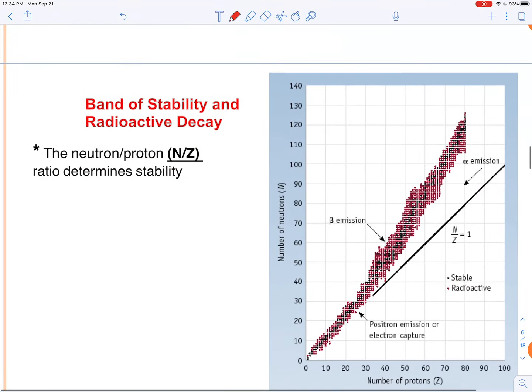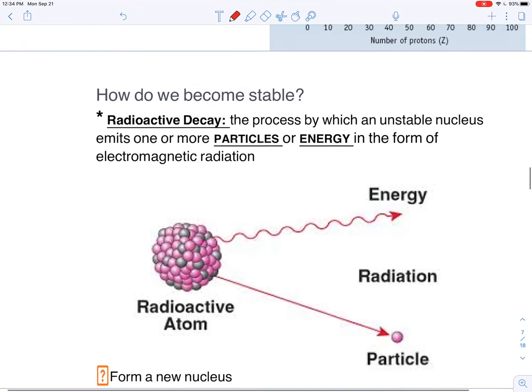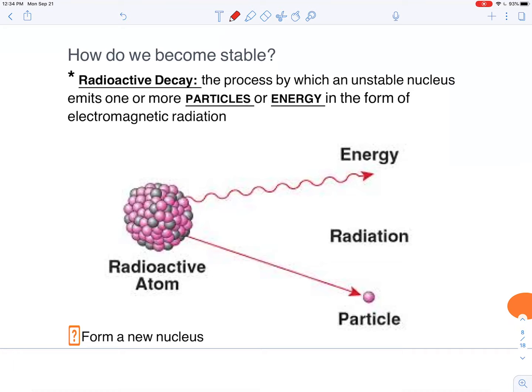Okay, so this is what we call the band of stability. It depends on the ratio of neutrons to protons. All right, how does an unstable atom become stable? Through radioactive decay. Through radioactive decay, our radioactive isotope will release particles or energy in order to become more stable, and this is going to be key. Generally form a new nucleus here.